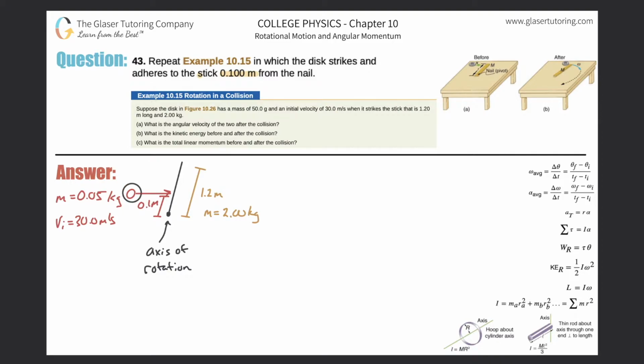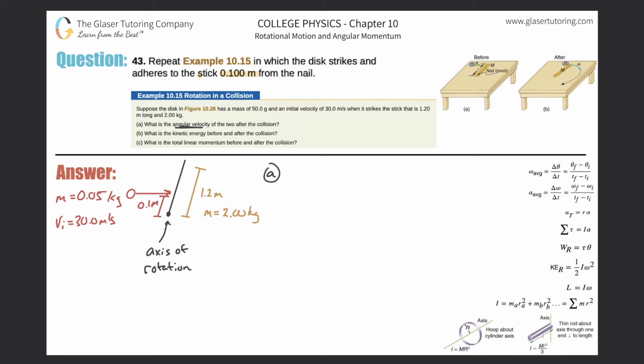So basically what's going to happen, if you think about this, as the disc makes impact with our rod here, the rod itself is going to begin to rotate. And it said that the disc is going to stick to the rod. So as the disc hits the rod, the two will begin to rotate. So the first question, for letter A, they ask us, what is the angular velocity of the two after the collision?